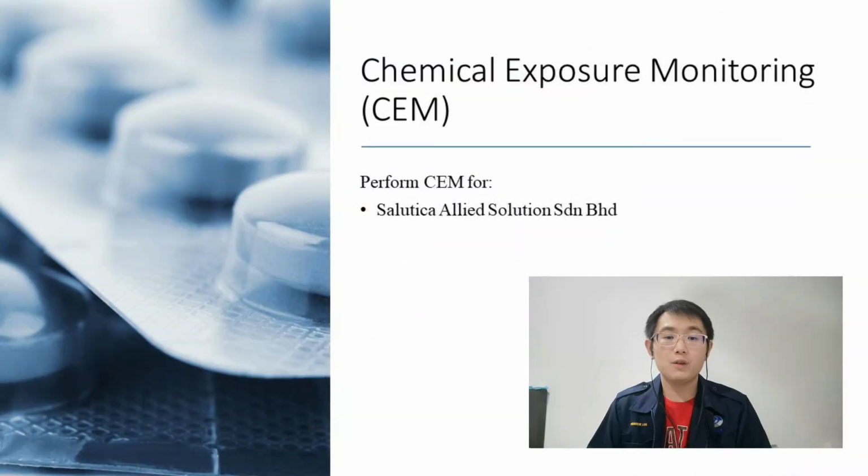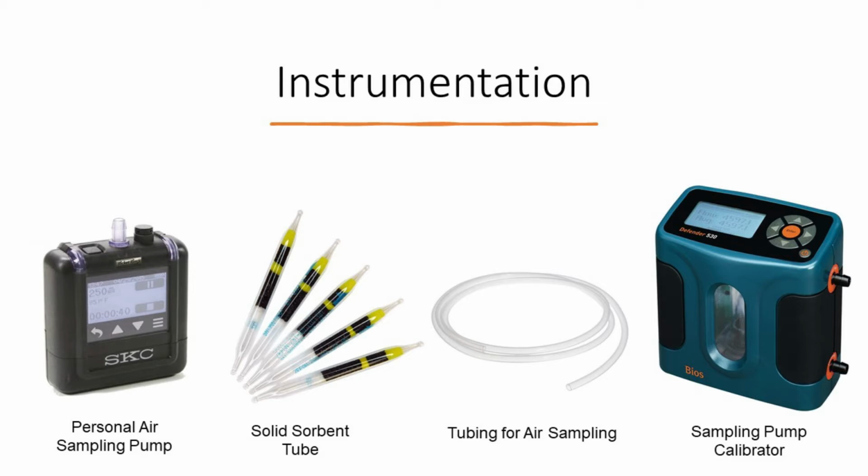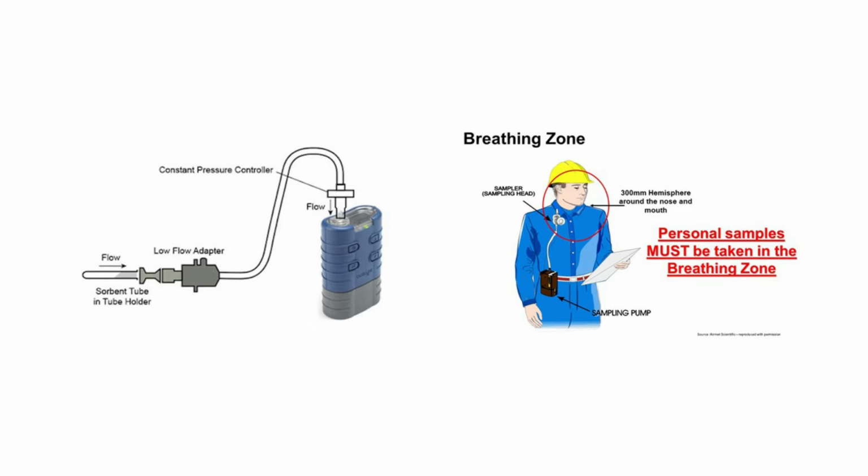Besides that, I also perform CEM for Salutica Allied Solutions. The instruments used for conducting CEM are the personal air sampling pump, solid sorbent tubes, tubing and sampling pump calibrator. The personal air sampling pump must undergo calibration before and after monitoring. The figure shows how to install a personal air sampling pump.